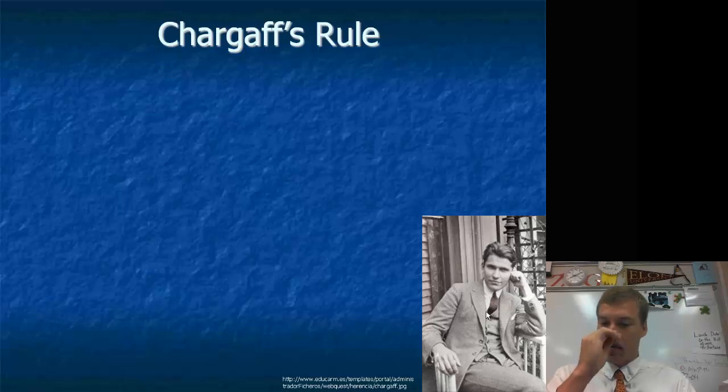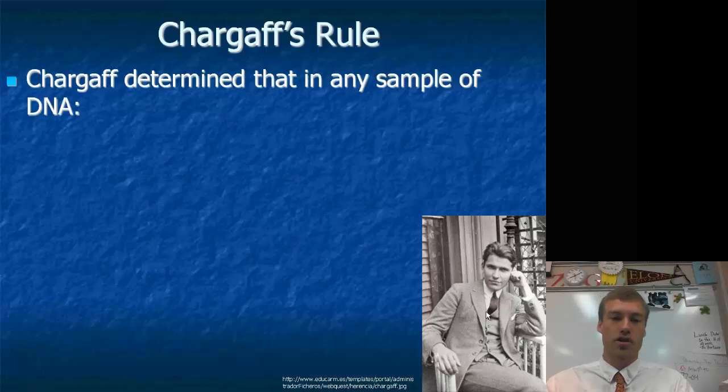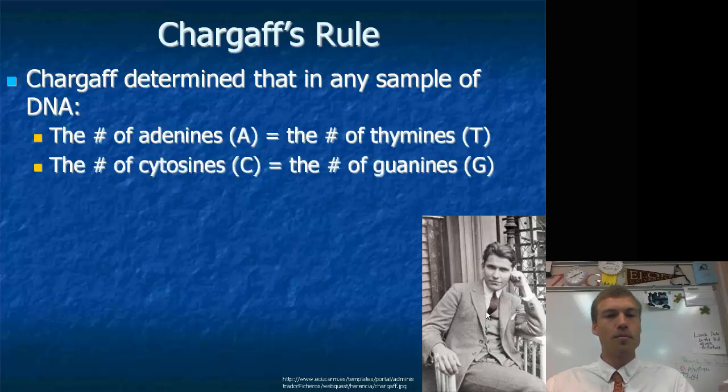Then we've got this guy named Chargaff. At this point we have determined that DNA is the genetic information, and Chargaff is going to come along and do some experiments that help with the structure. He determines that in any sample of DNA, whether it be from humans, bacteria, plants, whatever, the number of adenines is equal to the number of thymines, and the number of cytosines is equal to the number of guanines.